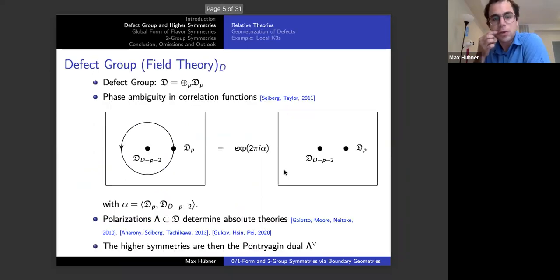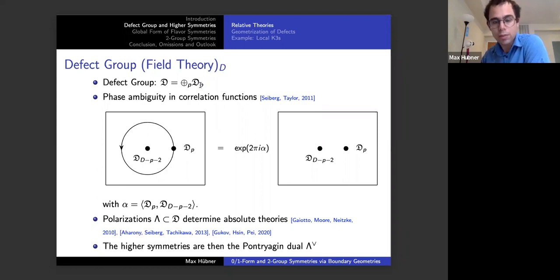Okay, so first I want to talk a bit about the defect group of a field theory in d dimensions. So the defect group is basically a collection of mutually non-local defects. They're organized by their dimensionality p. The defects we're considering are going to be topological and invertible. And in particular, the latter implies that their fusion algebra is that of a group. So we indeed get a defect group.